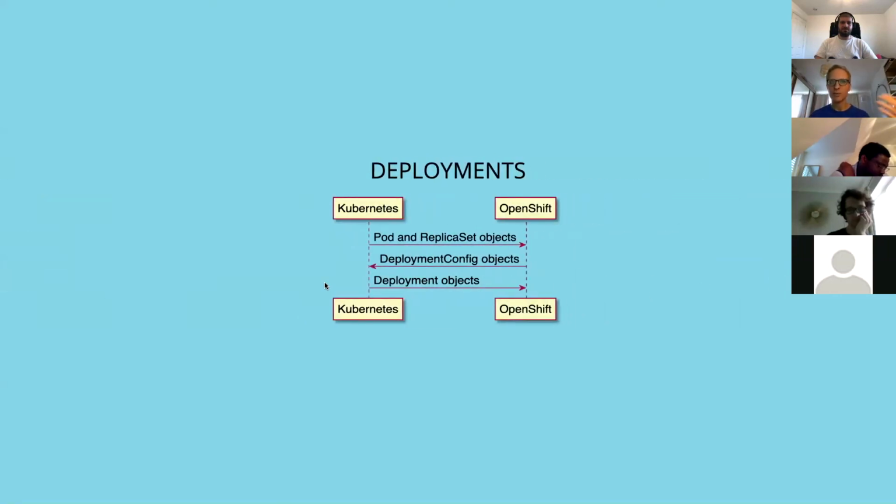Similarly, we can look at deployments, where Kubernetes initially offered you pods and replica objects. OpenShift again took that. What do we want? They came up with a deployment config that then got re-imported as the deployment object that we're using today.